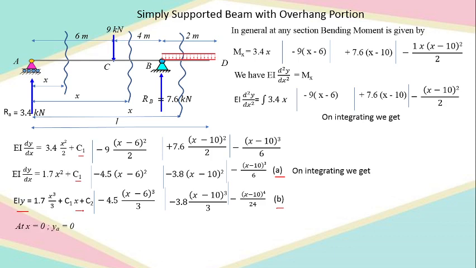So let us apply the boundary conditions. We know at x = 0, y = 0. Obviously, elastic curve, again the same understanding: at x = 0, y_A = 0. At x = 10 in total, y_B is again equal to 0. So that is another condition that we have to apply after some time.